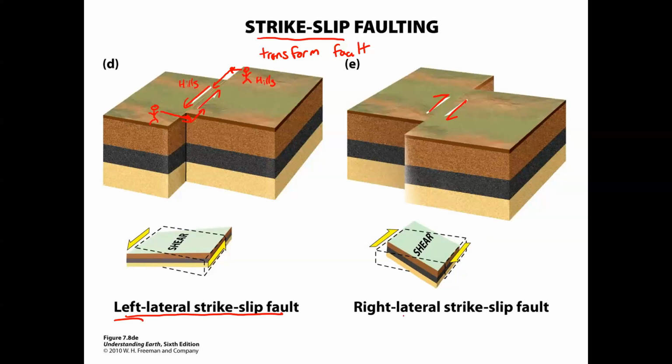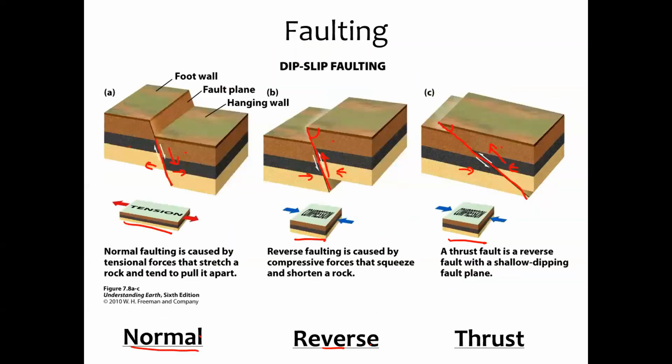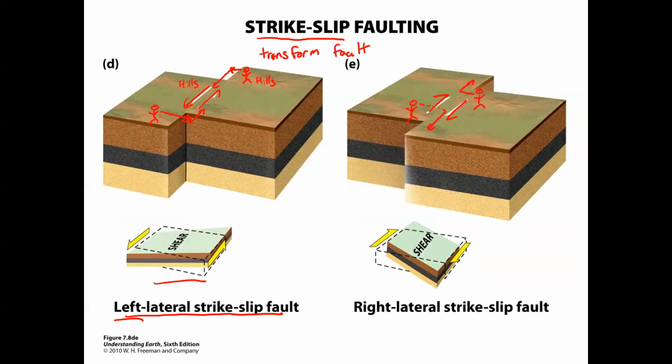In contrast, right lateral strike slip faults have stuff that has moved to the right when you look across it. I'm looking for that hill that I was standing on, and I would have to look to the right. From here, you'd look across, you'd have to look to the right to see that hill. Both of these, left lateral or right lateral strike slip faults, are created by shear forces. So you've got some faults that are created by tension, normal faults, some faults created by compression, reverse and thrust, and then some faults that are created by shear forces, strike slip faults.